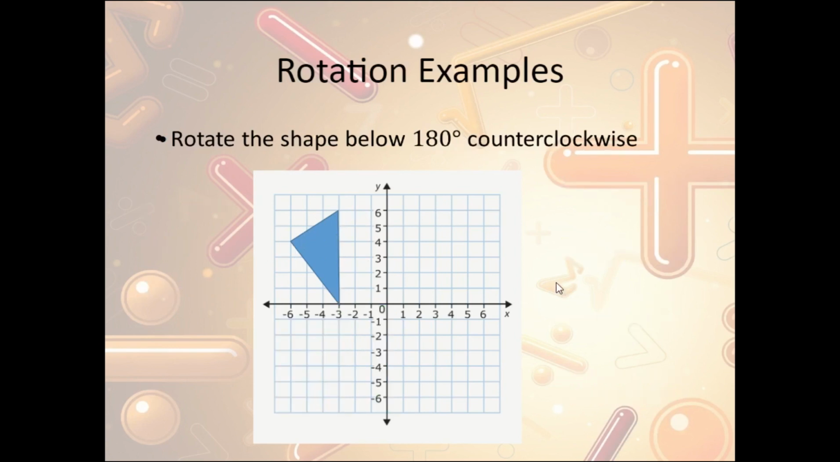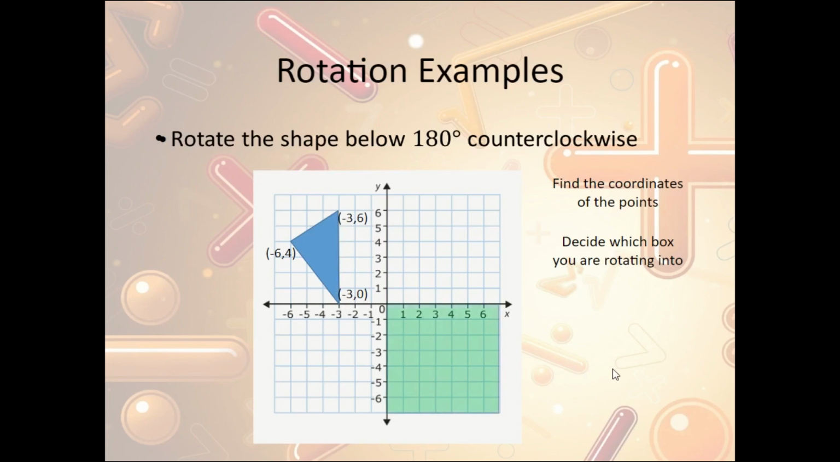Now what about 180 degrees counterclockwise? Well, now again, we write out the coordinates. The coordinates are exactly the same as before. So now we decide which box we're rotating into. We're going counterclockwise, so here, and it's 180 degrees, so we're moving 2 boxes this time. So 1, 2. So we're over here.